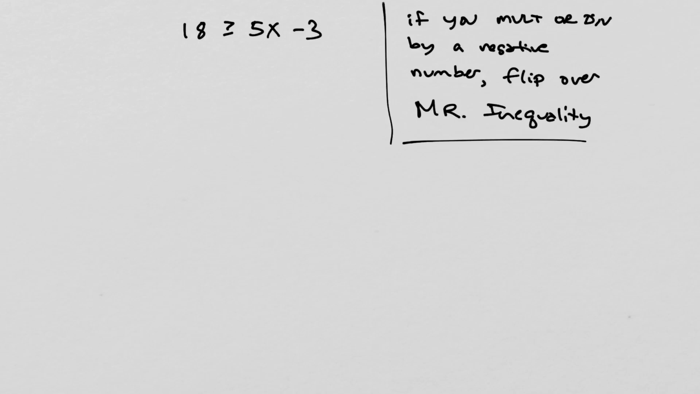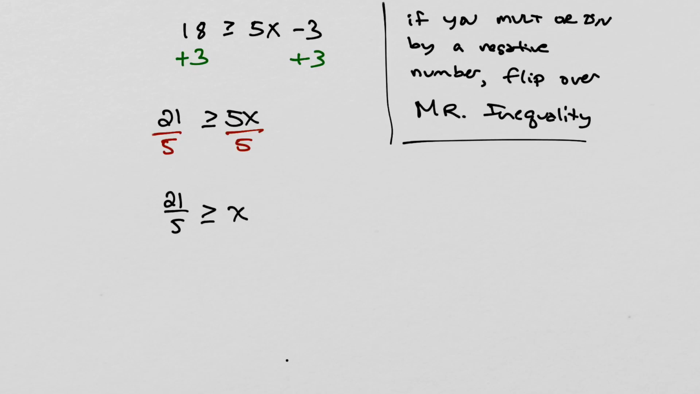So in this case, I can add 3 to both sides, and then that would give me 21 is bigger than or equal to 5x. Then to solve this for x, I can divide both sides by 5. And that would say that 21 over 5 is bigger than or equal to x. So my solution set here, let's see, there's 21 over 5, which is a little bit bigger than 4. I want all the x values that are less than or equal to this. So since it can equal it, I will use that point, and I want all those x values that are less than that.